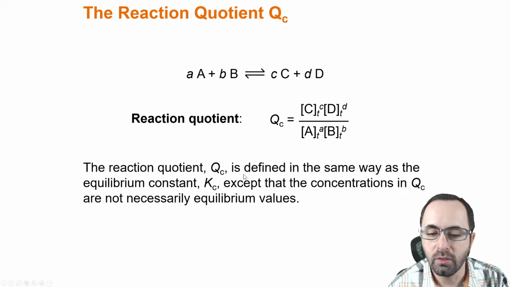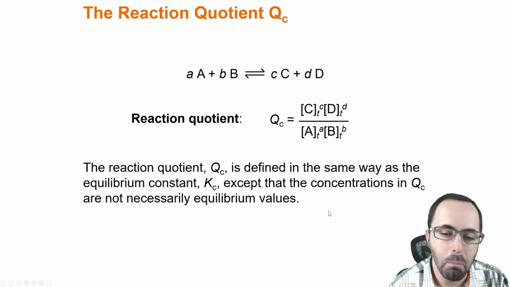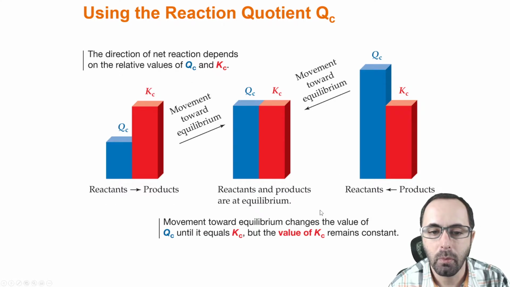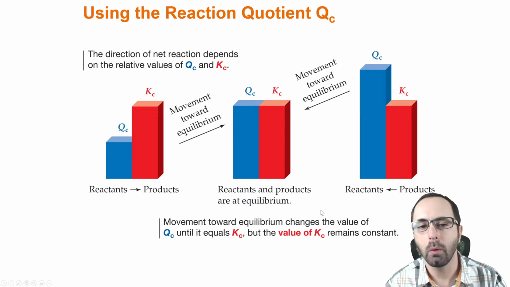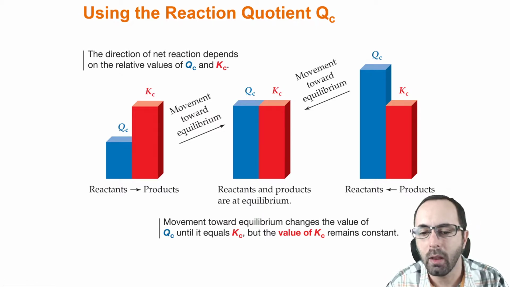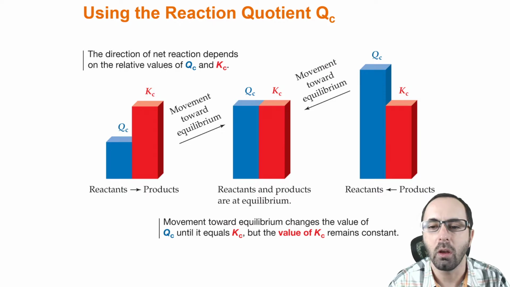So the reaction quotient is defined the same way as the equilibrium constant, except the concentrations in the reaction quotient are not necessarily equilibrium values. In the equilibrium constant, they must be equilibrium values. So what is the purpose of Q? Why would we want to calculate it since it's calculated in the same way as K? The purpose of Q is to actually compare the Q to the K. So the Q tells you basically the state of the reaction at this moment. And then you can, based on the Q, decide whether the reaction is at equilibrium or which direction the reaction has to go in order to reach equilibrium.